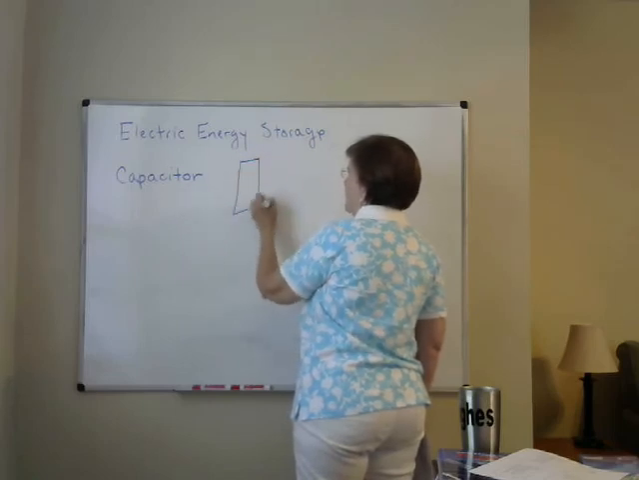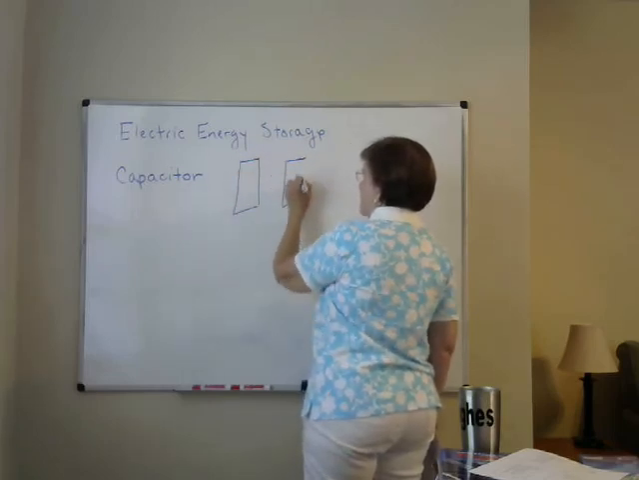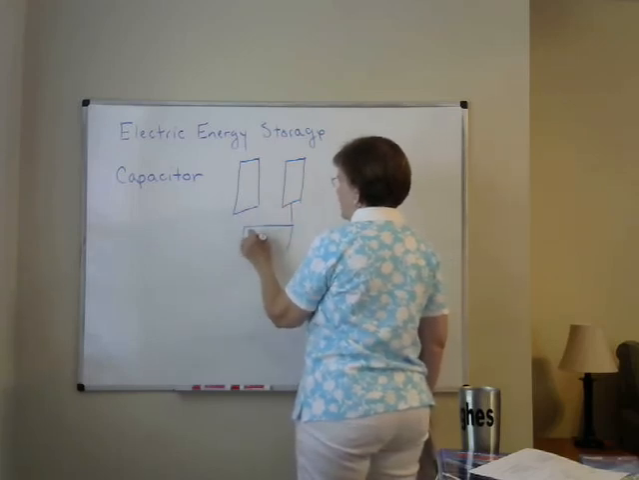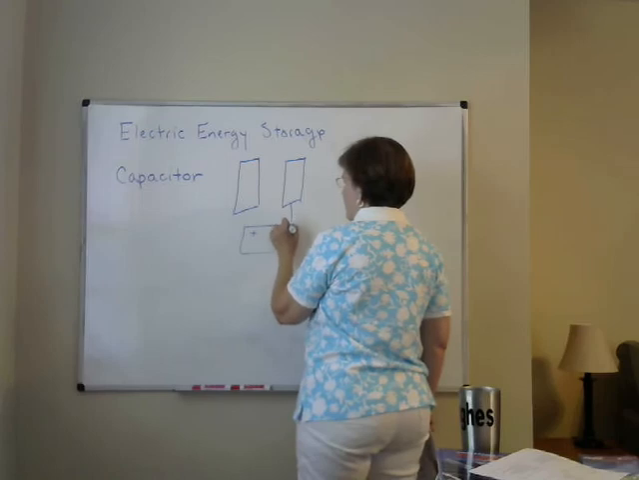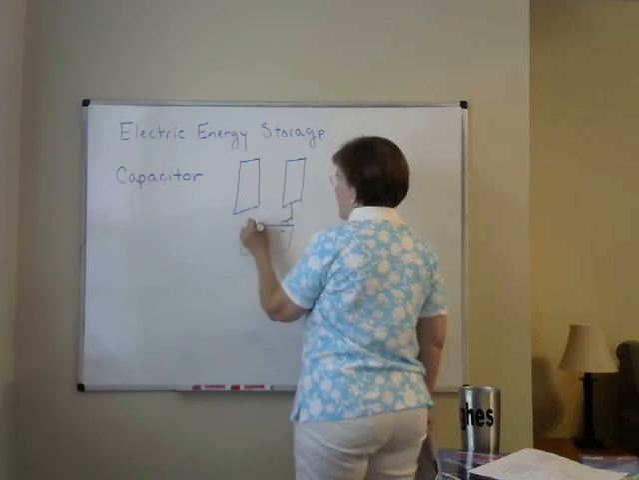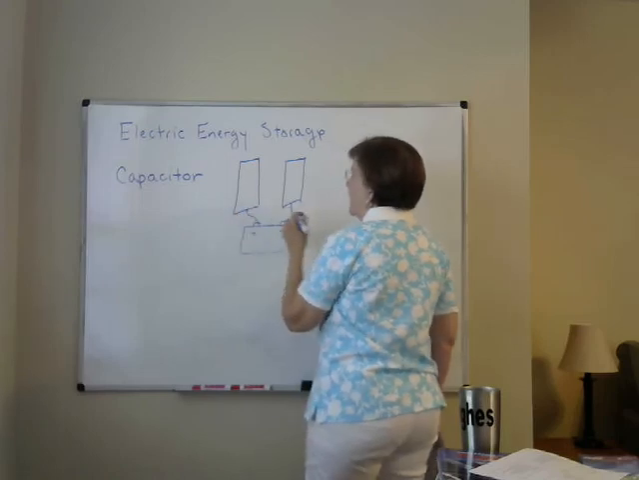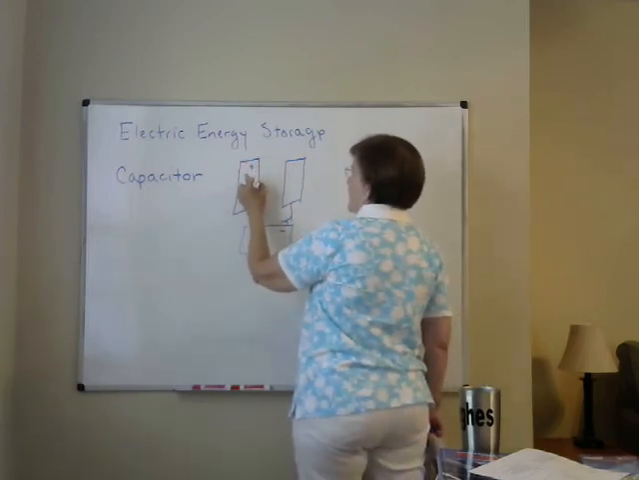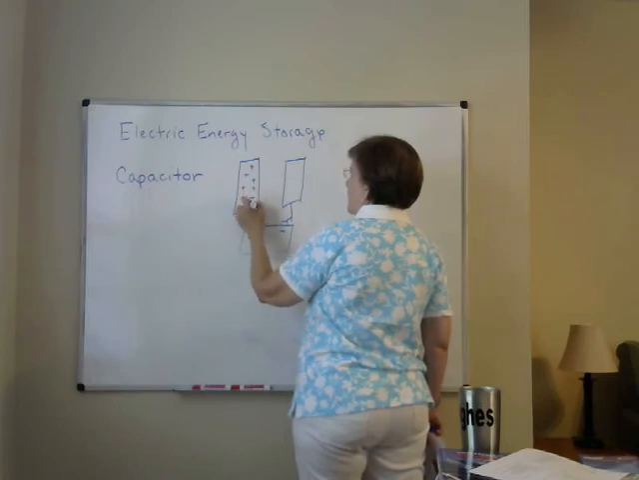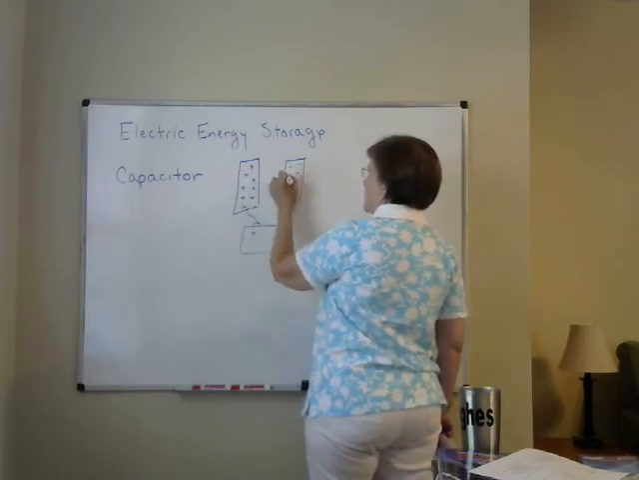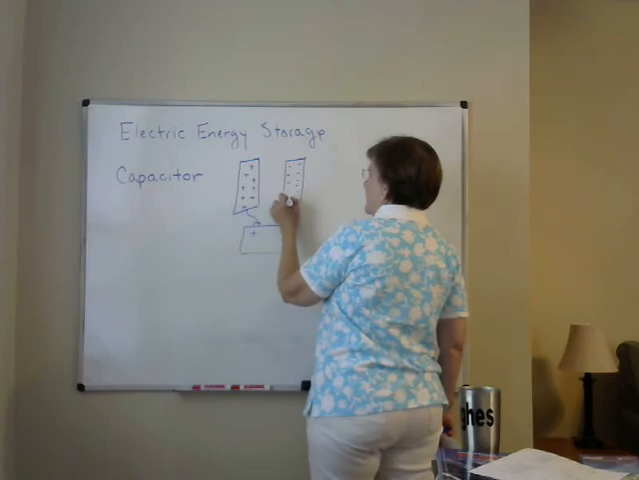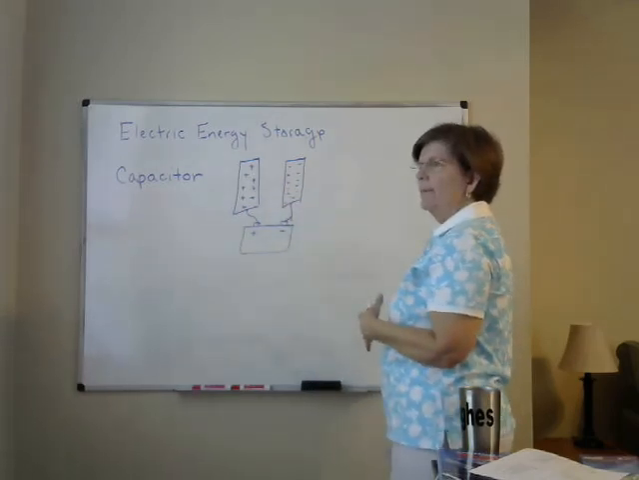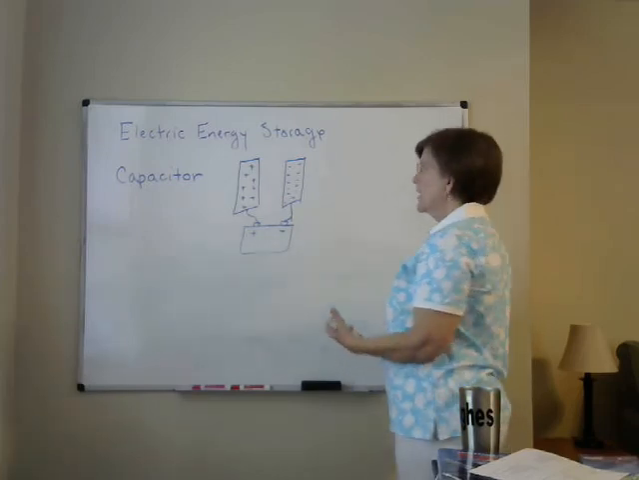You have 2 plates, and you connect them to the terminals of the battery. That one there, that one there. When you connect them to a battery, charge will flow until these 2 plates reach the same voltage as the battery. We call it the terminal voltage.